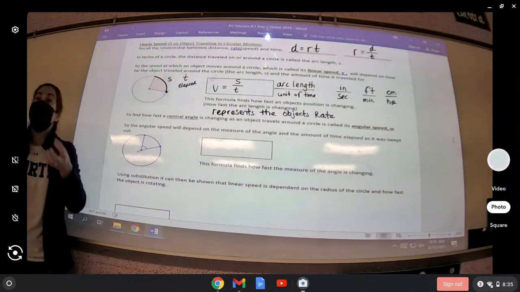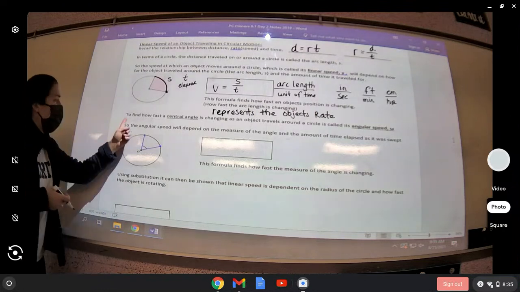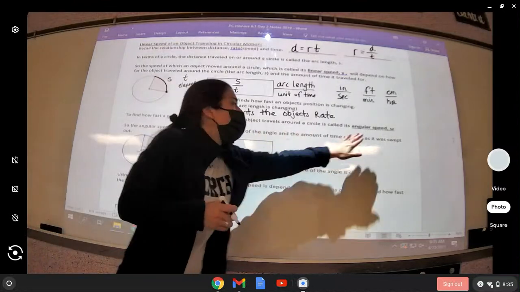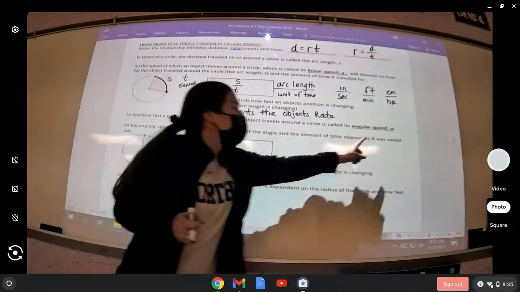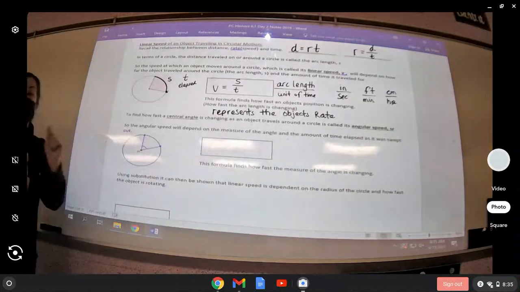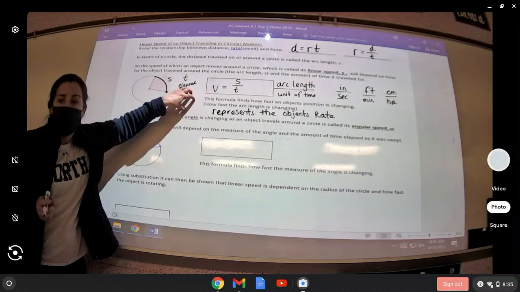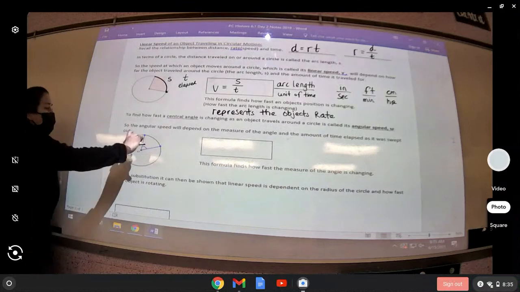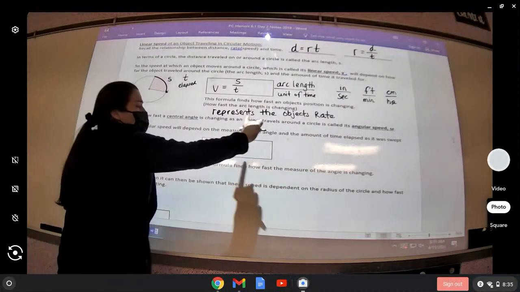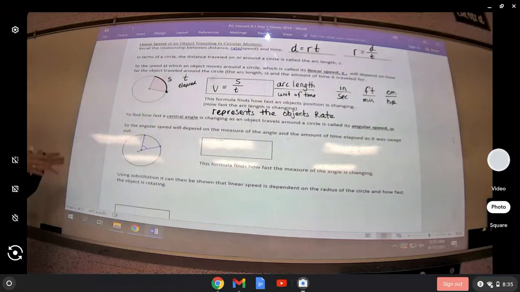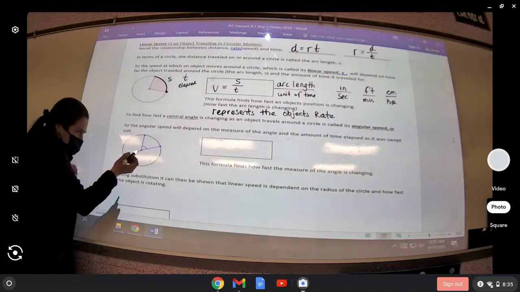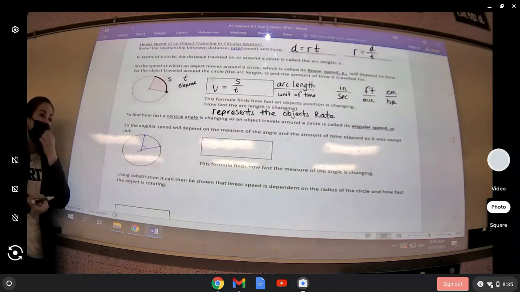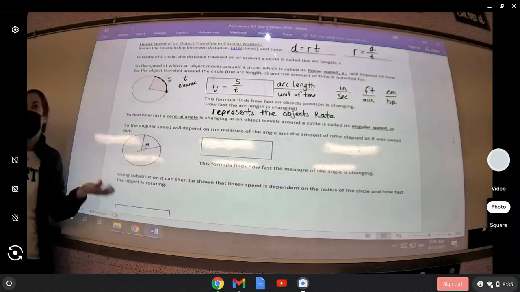Okay, so that's one speed that we'll be calculating, the actual object's rate. But then we're going to be calculating an angle's rate as well. To find how fast a central angle is changing as an object travels around a circle, that's called your angular speed, and we use the Greek letter omega to represent that speed. So this is the object speed, the linear speed, and this is the angle speed, omega. The angular speed will depend on the measure of the angle and the amount of time elapsed as it was swept out. As an object travels on the outside, an angle is formed on the inside of the circle. We call that the central angle, which we'll say is theta.